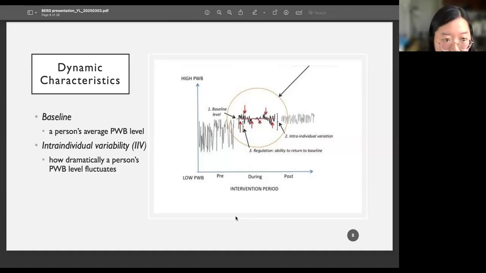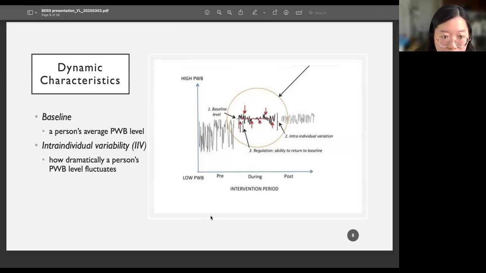And the other dynamic feature is intra-individual variability, or we can call it IIV for short. It represents the variance, or how dramatically a person's PW level fluctuates. So from this plot, it's quite clear that in the pre-intervention, the variance is large, and then in the during and post-intervention, the variance is relatively small.